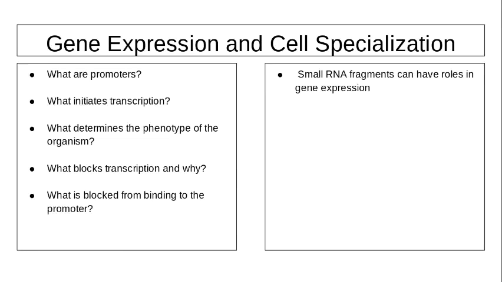Small RNA fragments can have roles in gene expression. They are encoded by DNA and can break down mRNA in the cytoplasm. Most importantly, they can block translation by binding to the mRNA or breaking it down.